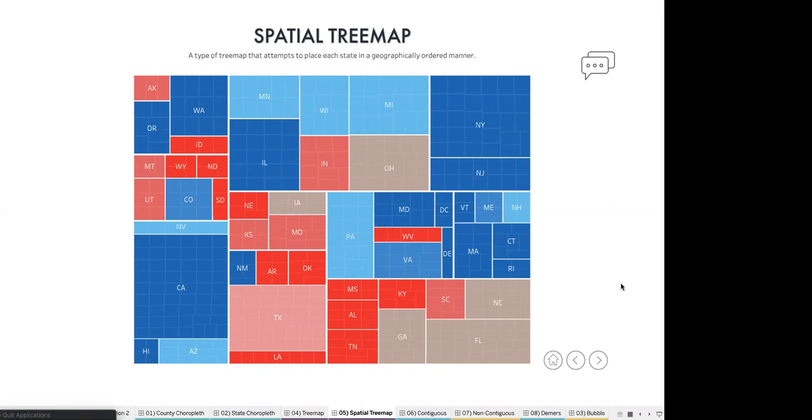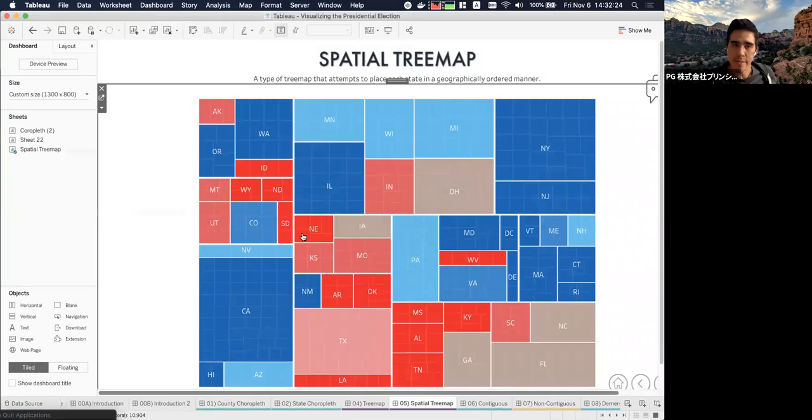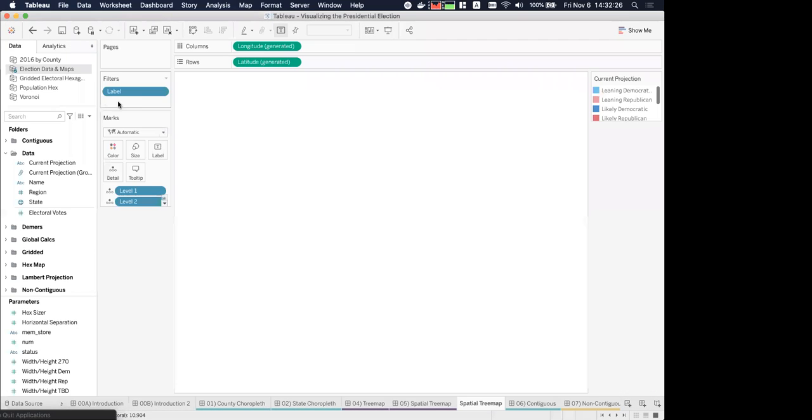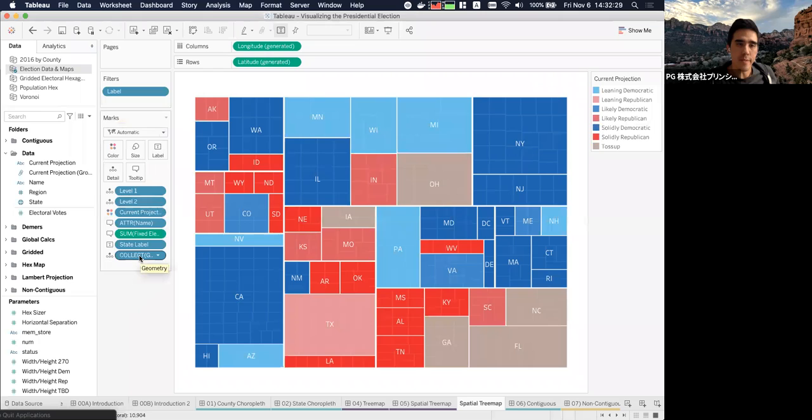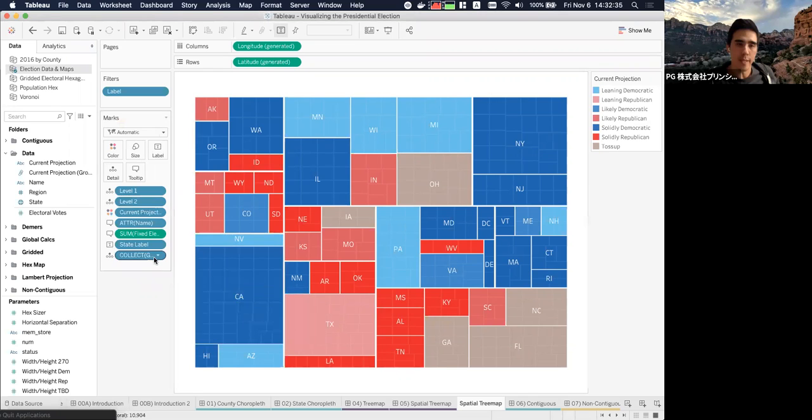Did they make this manually, or did some calculation? I think they probably used some custom spatial files. Yeah, they're using a custom shapefile to make this. So they probably manually put in where these squares should go.